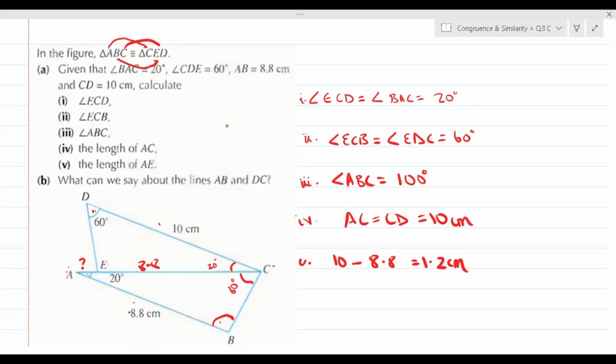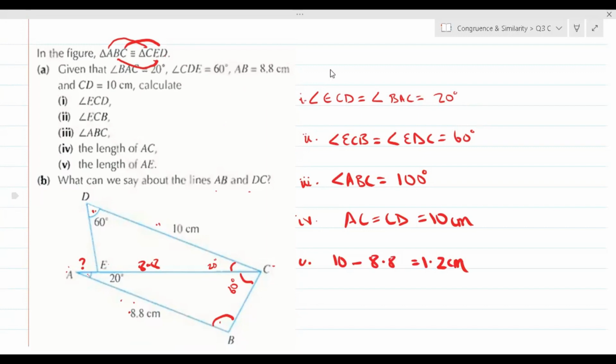and that is it. Then the question wants you to figure out what can you say about the lines AB and DC. AB and DC. Okay, you can only say that these two lines are not congruent to one another because one of them is 10 centimeters, the other one is 8.8 centimeters, and that is it.